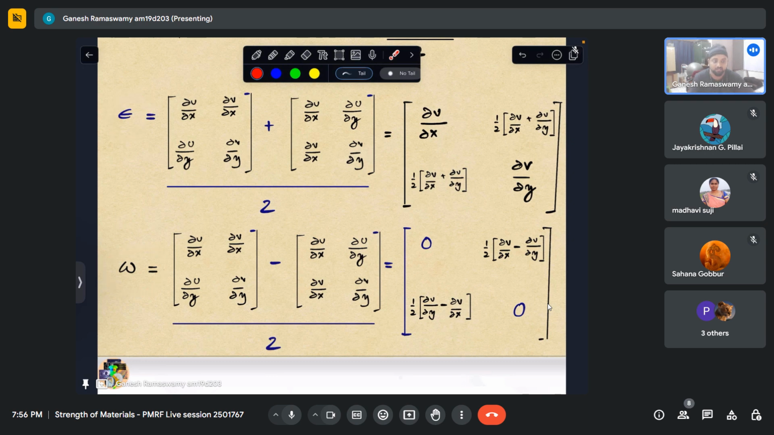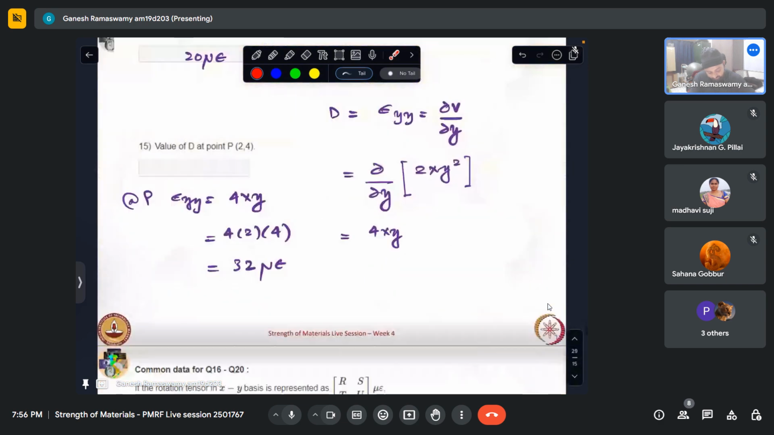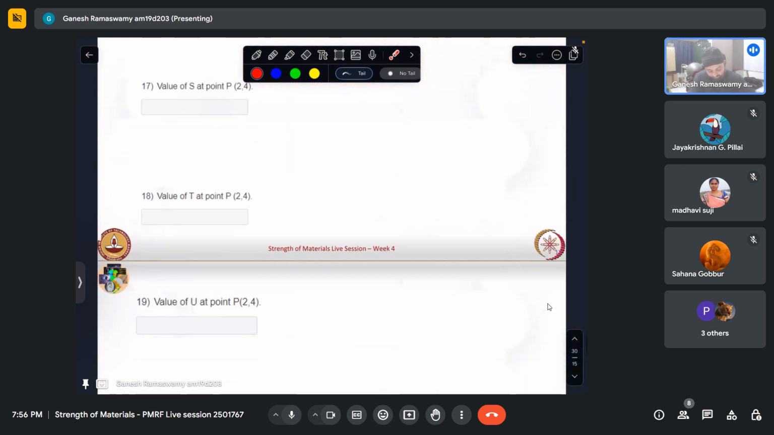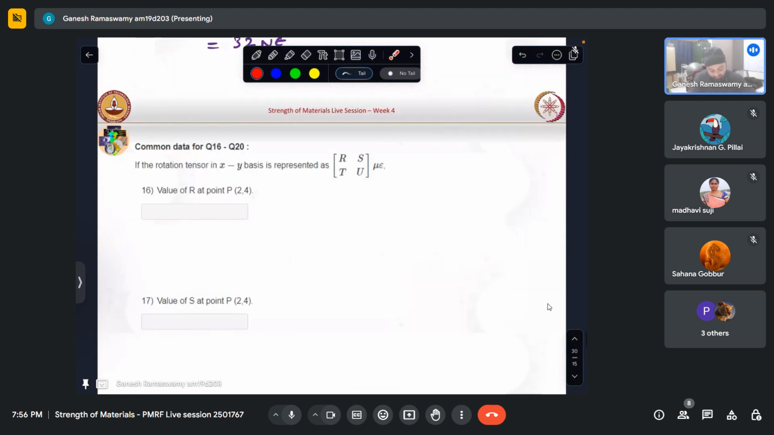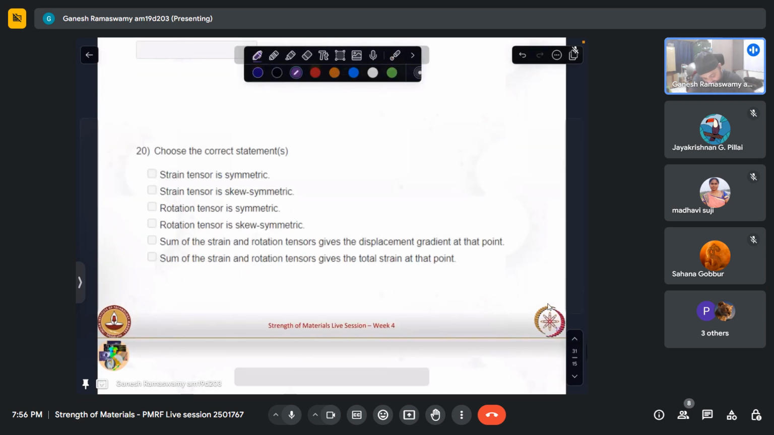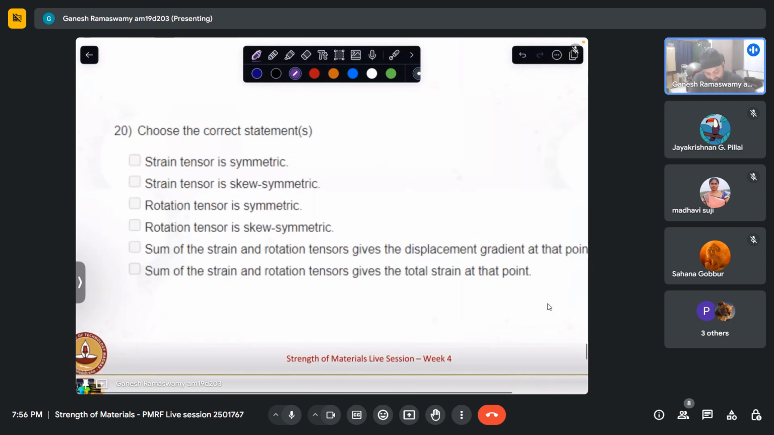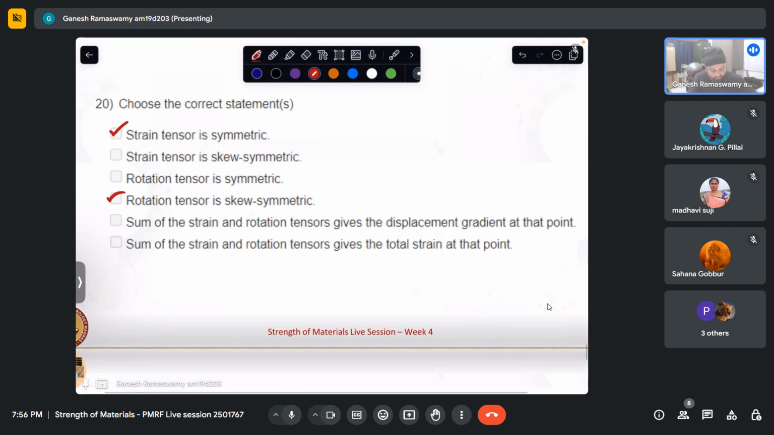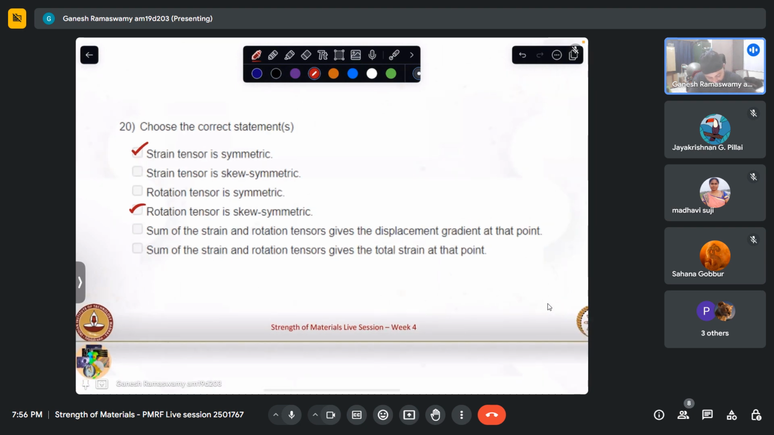So I leave this as an exercise for the viewers to fill in. Essentially, R and U will come out to be 0. You can work that out and see. S and T will be some value but negative of each other. So from here it follows, which of the statements are correct? The strain tensor is symmetric. Yes. The rotation tensor is skew symmetric. The sum of the strain and rotation tensors gives the total strain at a point. The sum of the strain and rotation tensor gives the displacement gradient at the point.